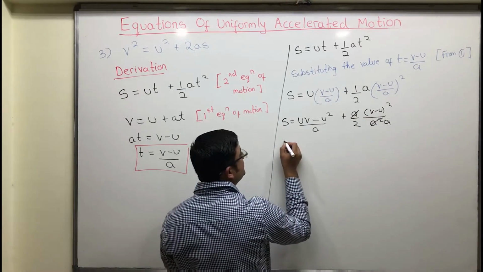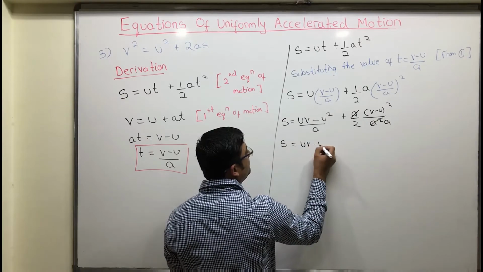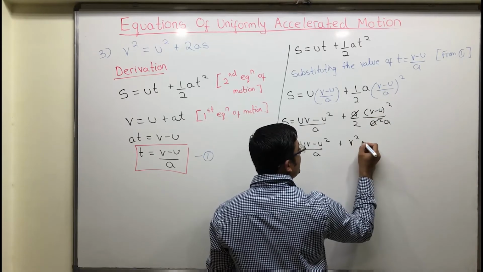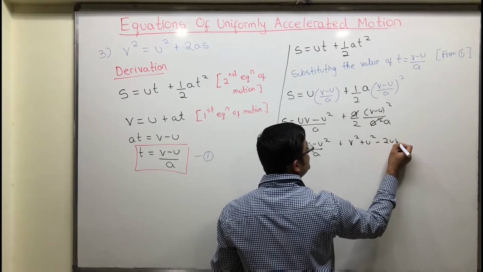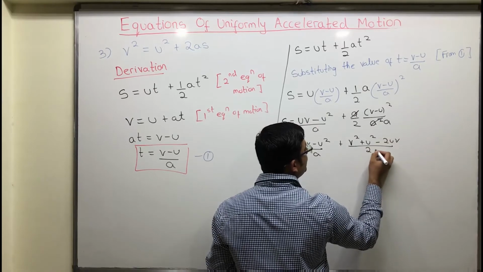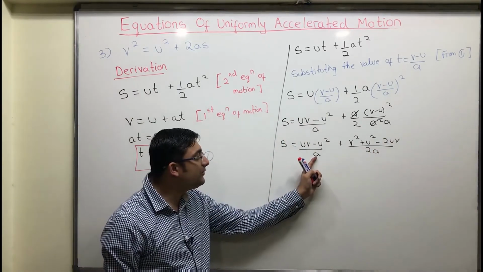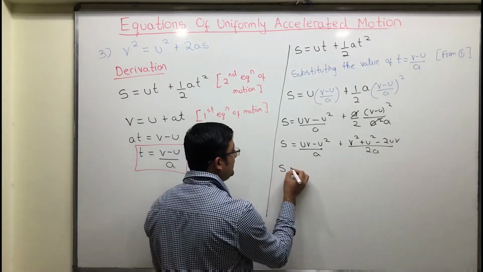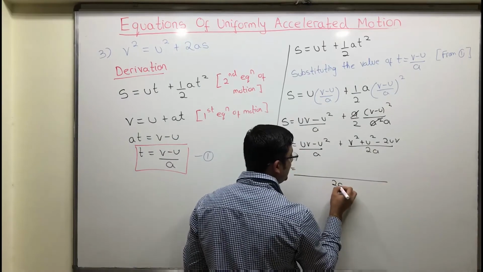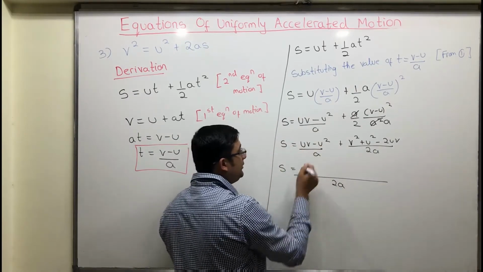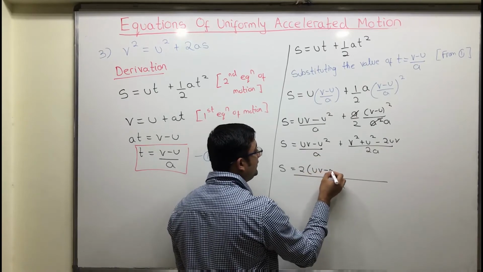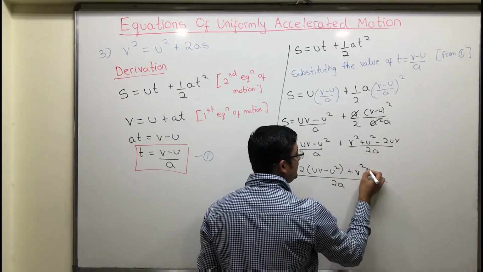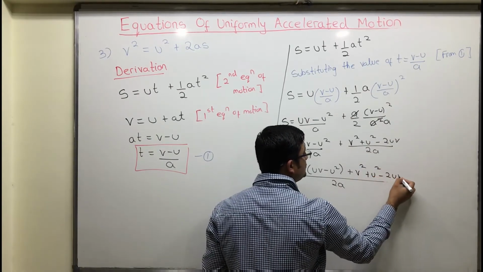We get this over here. So s is equal to uv minus u square by a, plus v minus u the whole square over a square, that is v square plus u square minus 2uv upon 2 into a, that is 2a. Right? Now here the denominator is a, here the denominator is 2a. So we'll take the LCM, it is 2a. So s is equal to, denominator now becomes 2a. So 2a divided by a is 2 into this. So we have 2 into uv minus u square, plus 2a divided by 2 is 1 into this, that is v square plus u square minus 2uv.